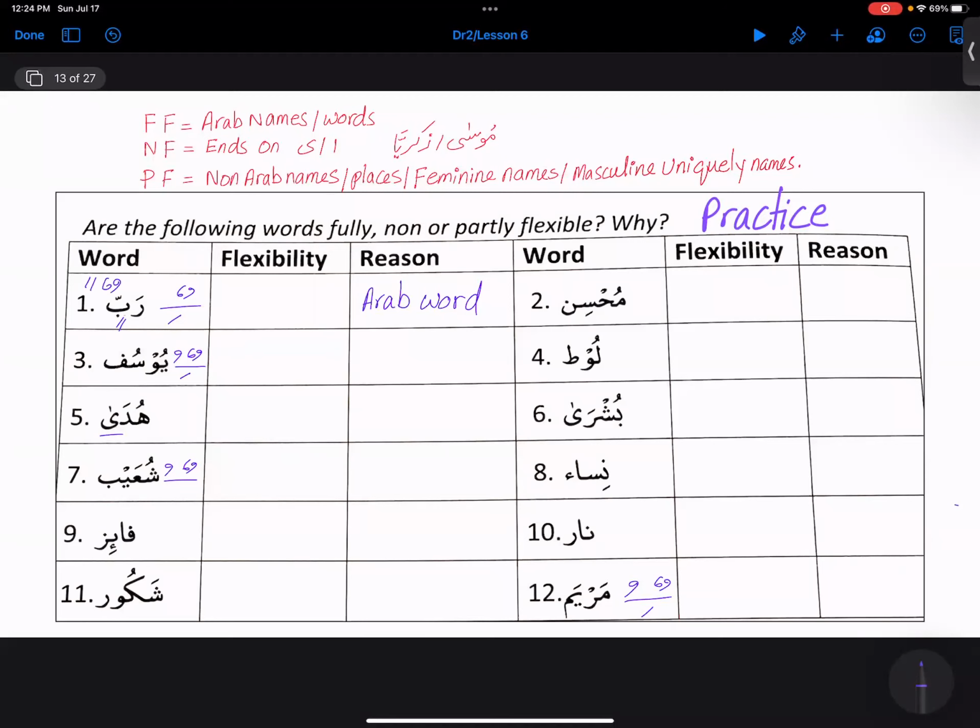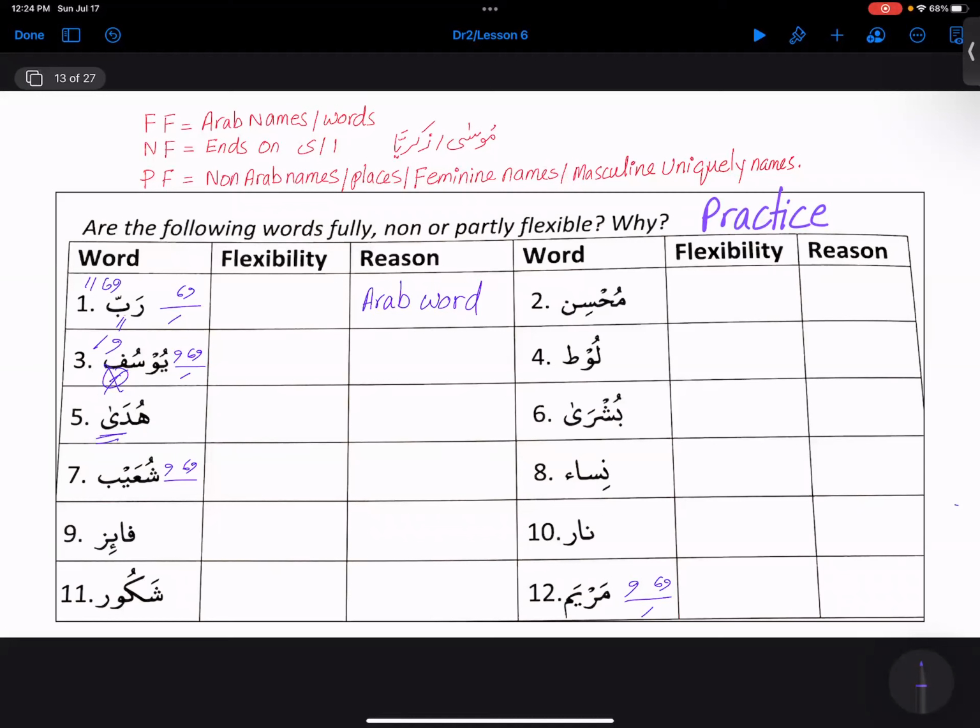Non-Arab name. So that's why Yusufa and Yusufu. Yusufa. Never, ever Yusufi. That would be wrong. Never kasra. Huda, what do you guys think? Non-flexible. Okay, can we take turns, so that it is more clear in our recording? So Huda, as we can see that it has alif maqsura, so this is non-flexible, meaning it will remain the same in all three stages: Huda, Huda, and Huda.